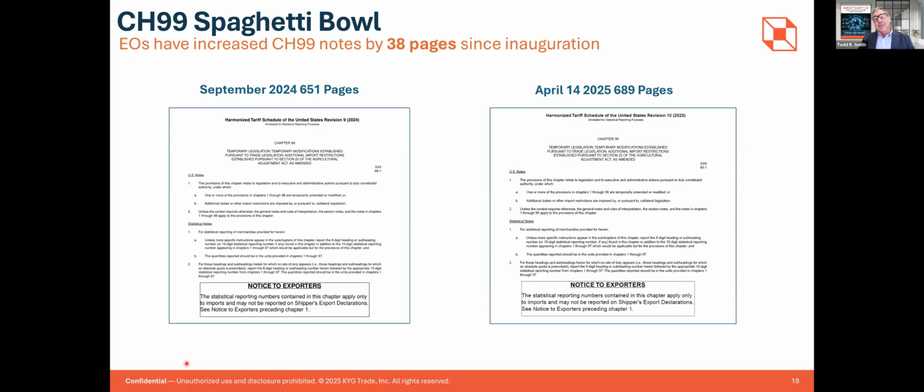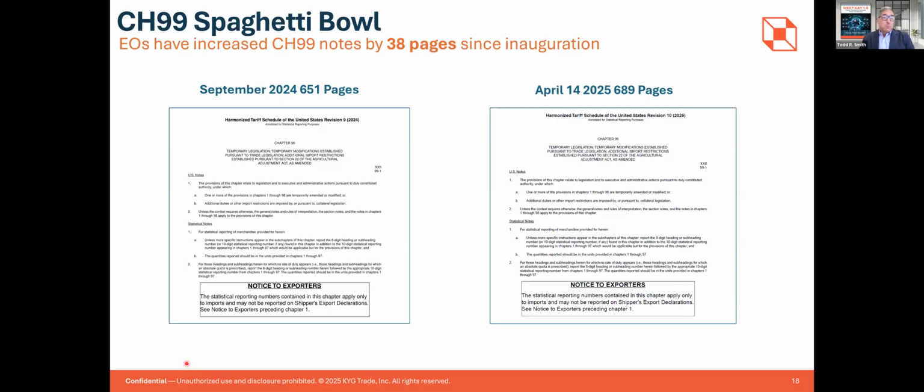For version 10, revision 10, which is current as of today, I was surprised that the volume of pages for the Chapter 99 notes had increased by 38 pages. And if you've ever looked at the detail of these notes, it's small print, guys, to begin with. So 38 pages, there's a lot of content there. Since September, as the slide says, the increase has been 38 pages, principally as a result of all of those executive orders.